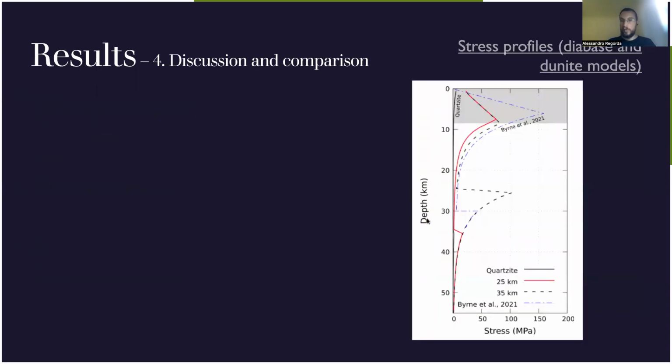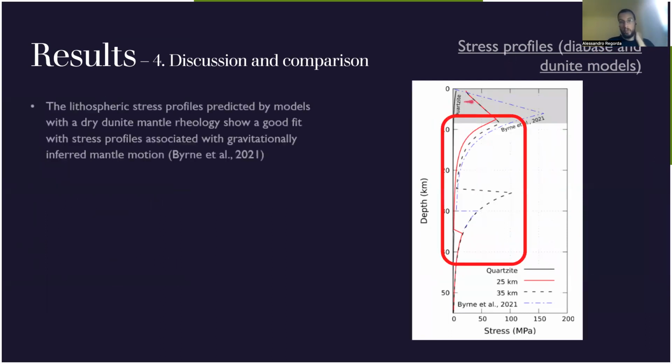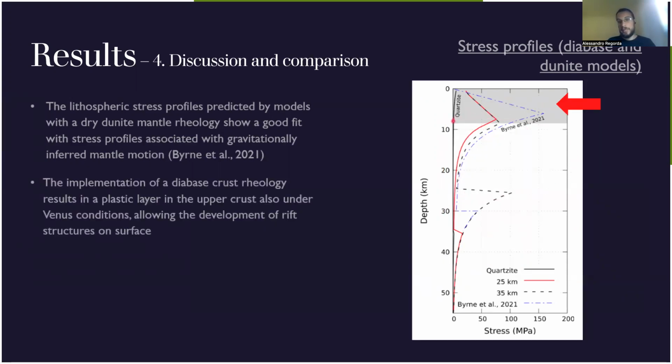These are the stress profiles of our models in case for models with diabase and dunite rheologies. And we compared our profiles with the one from Bern 2021. We can see that in this area, the creep portion is very similar. These differences are due to differences in the thickness of the crust, but the trend is the same. And there are some differences here in the plastic layer.